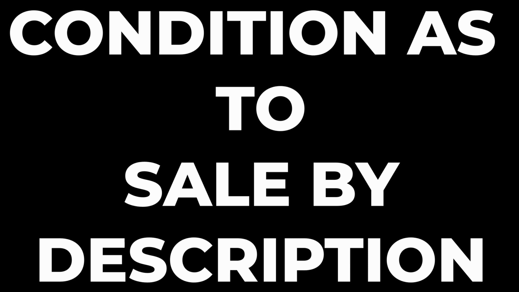There are 7 points. First, I'll list them, then I'll explain one by one. One is condition as to title. Second, condition as to sale by description. Third, condition as to quality or fitness. Fourth, condition as to merchantability. Fifth, condition implied by custom. Sixth, sale by sample. And seventh, condition as to wholesomeness. So, let us explain one by one.